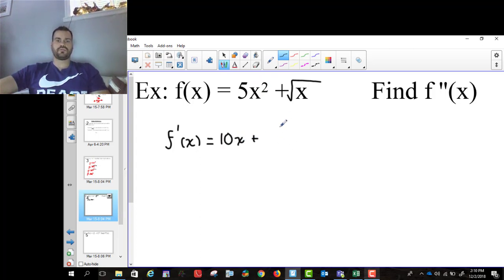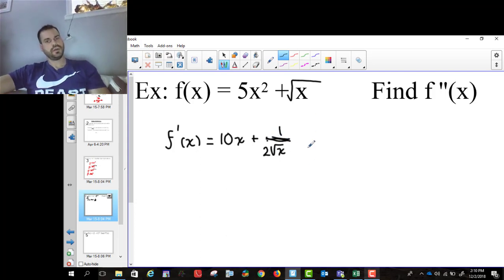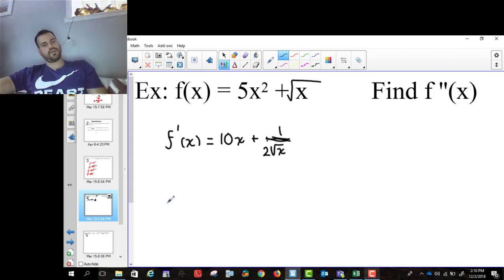and then the derivative of root x is 1 over 2 root x. Okay, and we've done that a number of times. I think you're good with that. Again, if you're not, just take your time, go back and check your notes, see how I got that. But now we're going to get into the second derivative. So we're going to go this slowly because I don't want to lose you. So we're just going to look at 10x first. The derivative of 10x, the 10 stays, it's a constant, and the derivative of x is 1. So we're just going to have 10 times 1 plus.